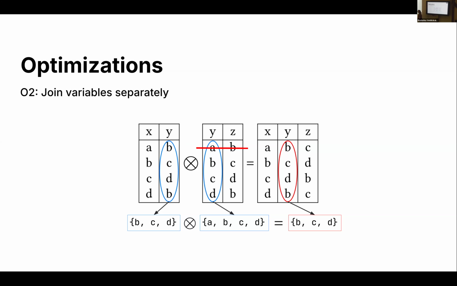And in practice, it happens that at the end we get an empty set of values for a variable. And what does it mean? It means that we can just say that there are no substitutions in the result, so we receive an empty table. And it really can speed up the algorithm.